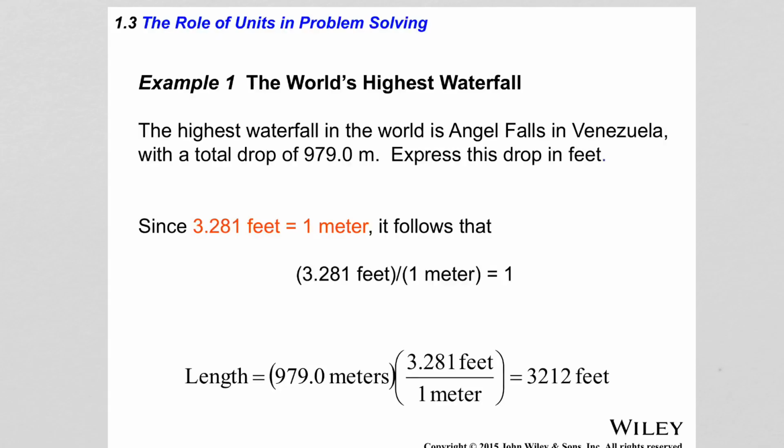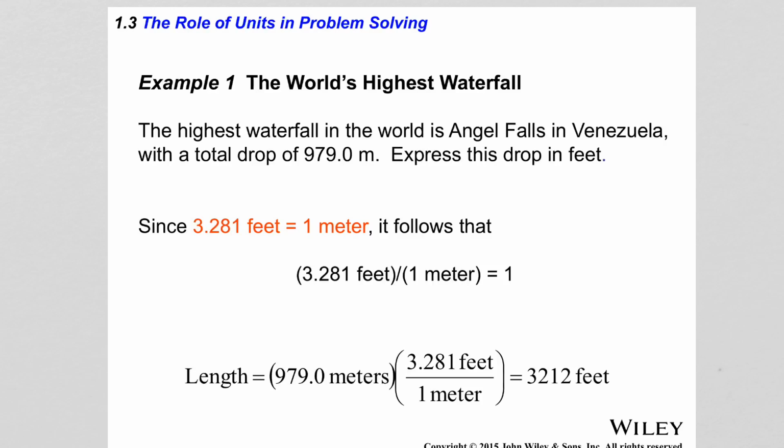Let's now look at this example of conversion between two units from different measurement systems. So the highest waterfall in the world is Angel Falls in Venezuela, and the total drop is 979 meters. Now let's express this drop in feet. So we know that 3.281 feet are equal to 1 meter.